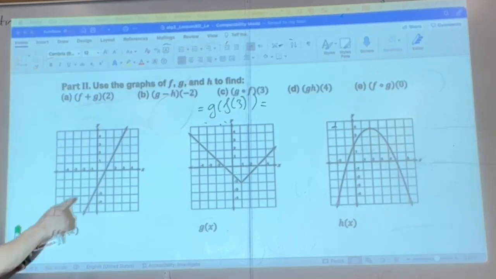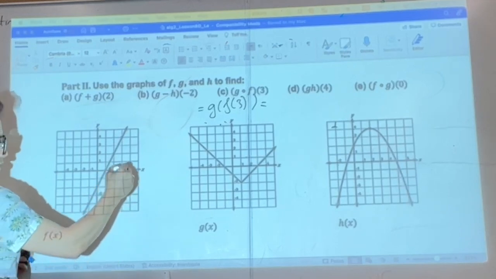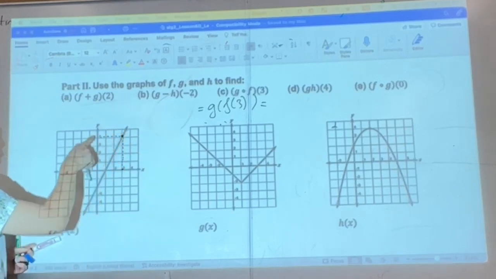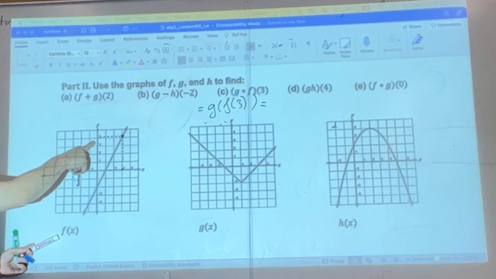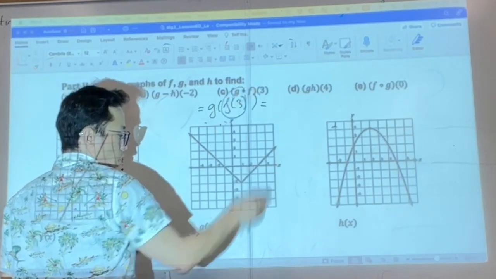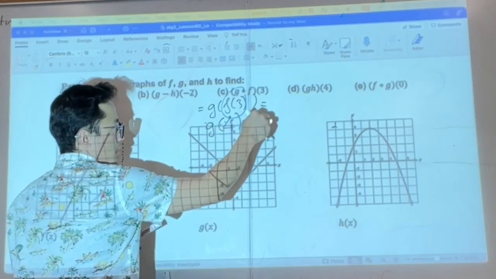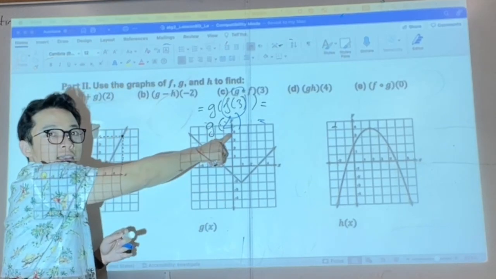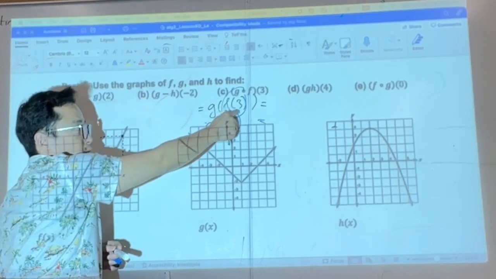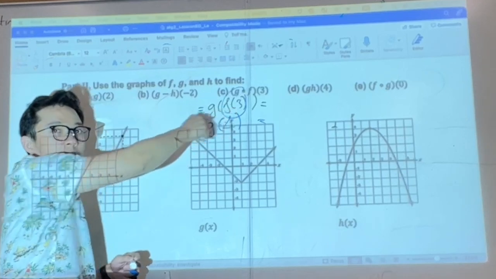F of 3, I'm gonna find x is 3. Oh, x is 3 is here, right? I'm gonna see where it hits the graph. You need to go up. It hits the graph right here, and what is the y? Y is 4, right? So F of 3 is 4. Alright, so now I need to find G of 4, not G of 3 anymore, because F of 3 is already 4. Now I need to find G of 4, not G at 3. Does it make sense?